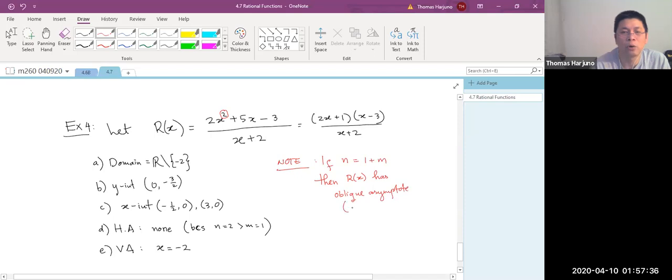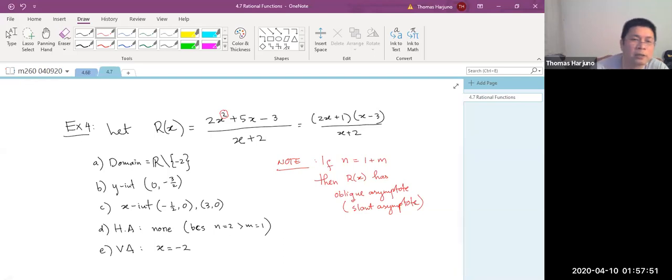Sometimes we also call this, in old time, we call that slant asymptote. That's a line that the graph gets closer to as x goes to positive and negative infinity. But that line is not horizontal. That line is not vertical. Now, what is the equation of the oblique asymptote or the slant asymptote here?